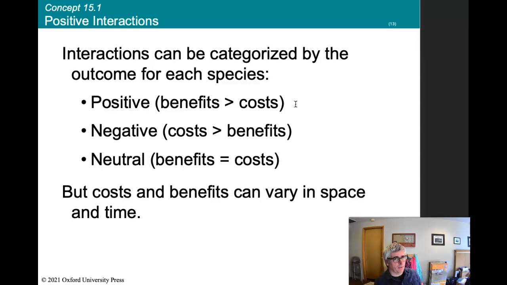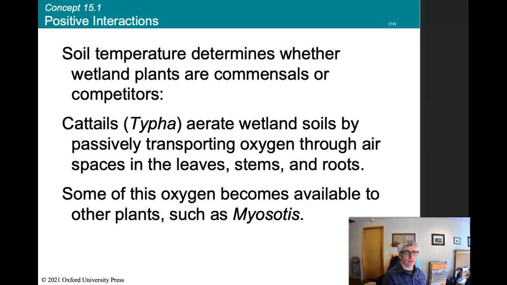Again, people often get into nuances and argue, well, maybe there's some negative impact here or there. But costs and benefits can vary in space and time. And so relationships that may be positive in one instance may become negative in another instance. And so we can look at this relationship between cattails, which is Typha, and Myosotis, which was a shoot, I forget the name of that plant.